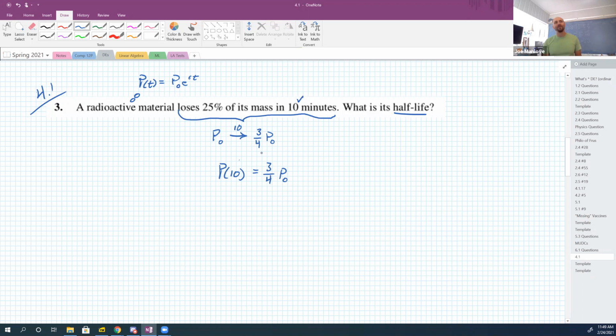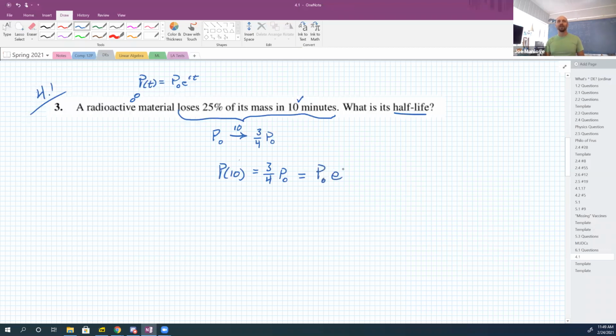All right, so what do I do with this information? I know P of 10 is 3/4 P naught. And then I set it equal to the power model, and plugged t is equal to 10 into it. Good, yeah. So this is on the situation hand and on the model hand, right? On the other hand, I know that if I plug 10 into the model, I should get this.